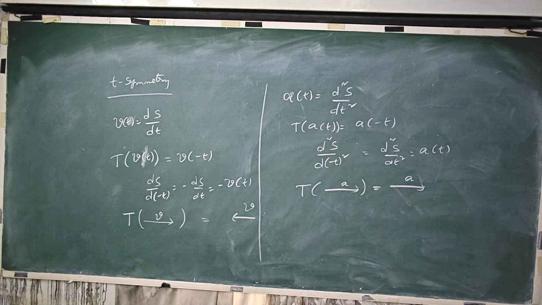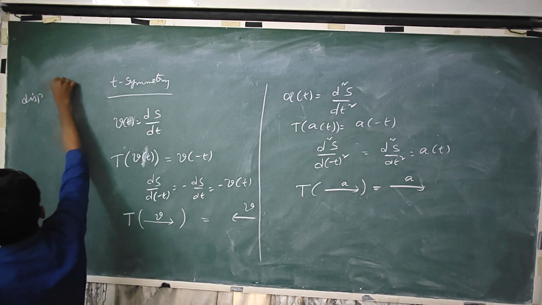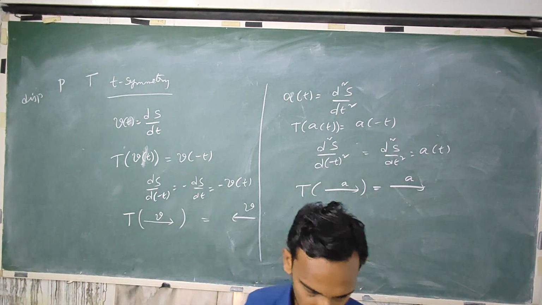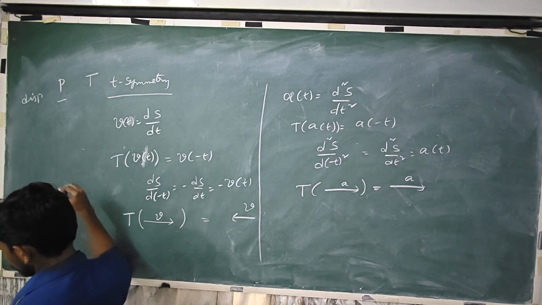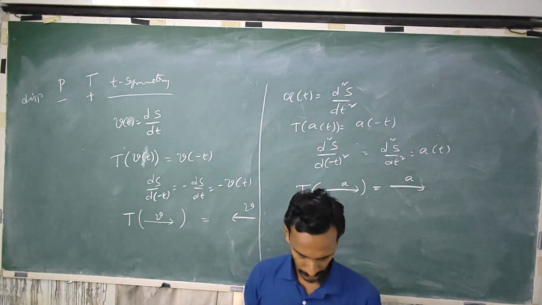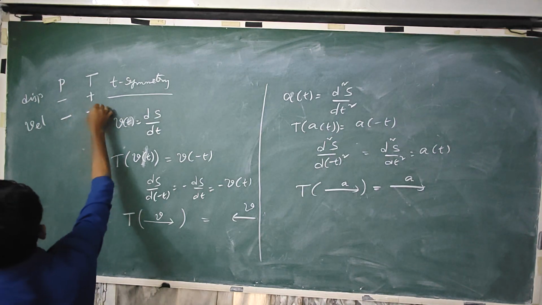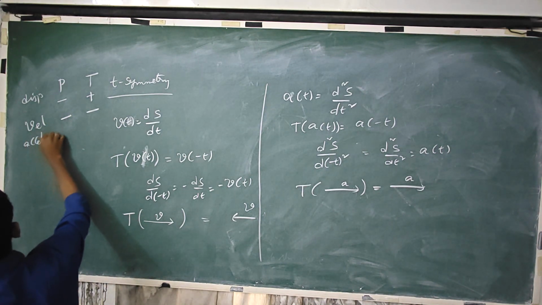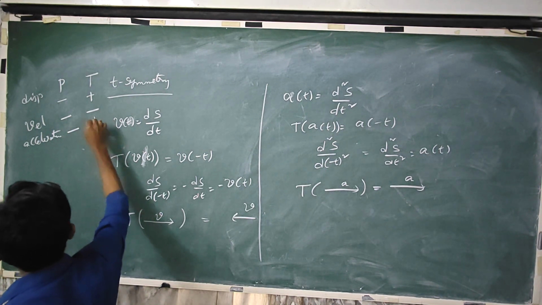So a set of physical quantities: parity is inversion symmetry, T is time reversal symmetry. So displacement, inversion negative, and T symmetry positive. Velocity, parity negative, T symmetry negative. Acceleration, parity negative, T symmetry positive.